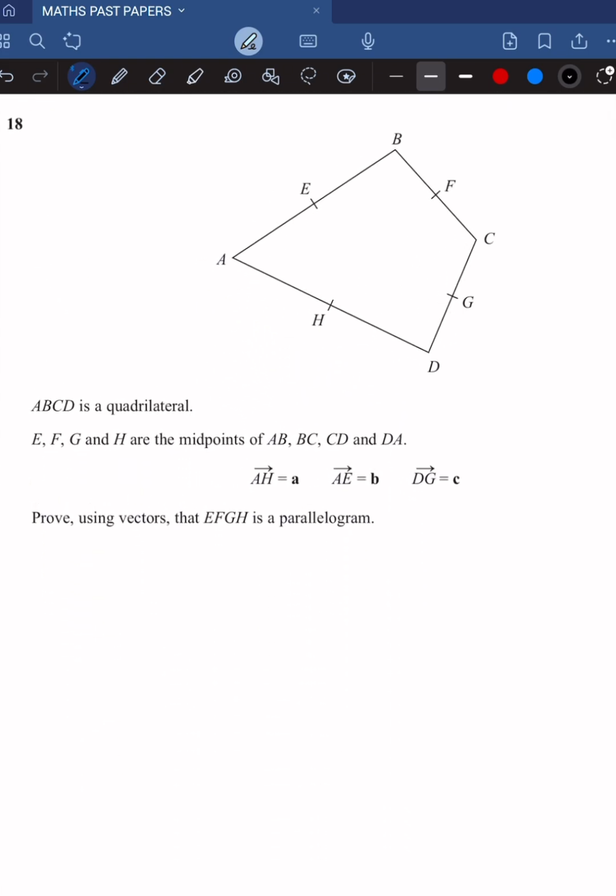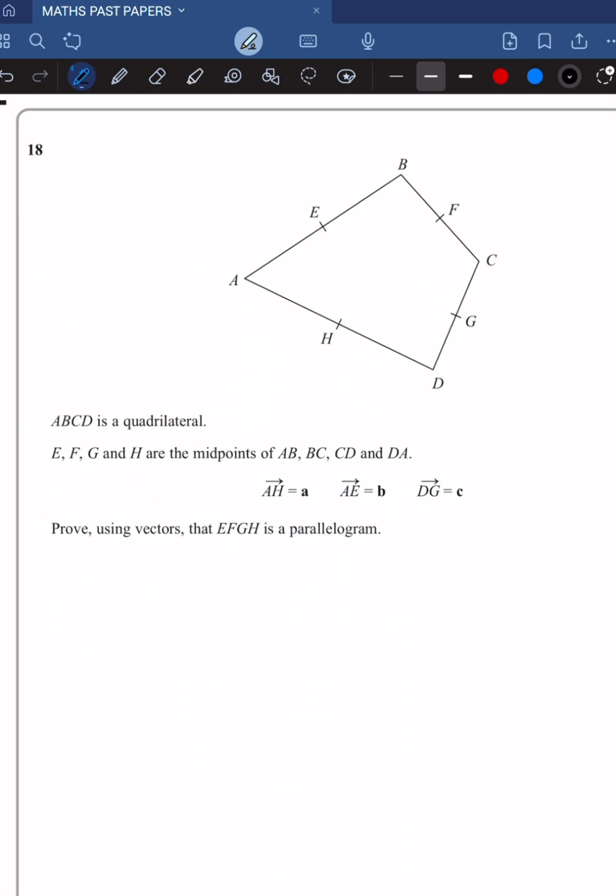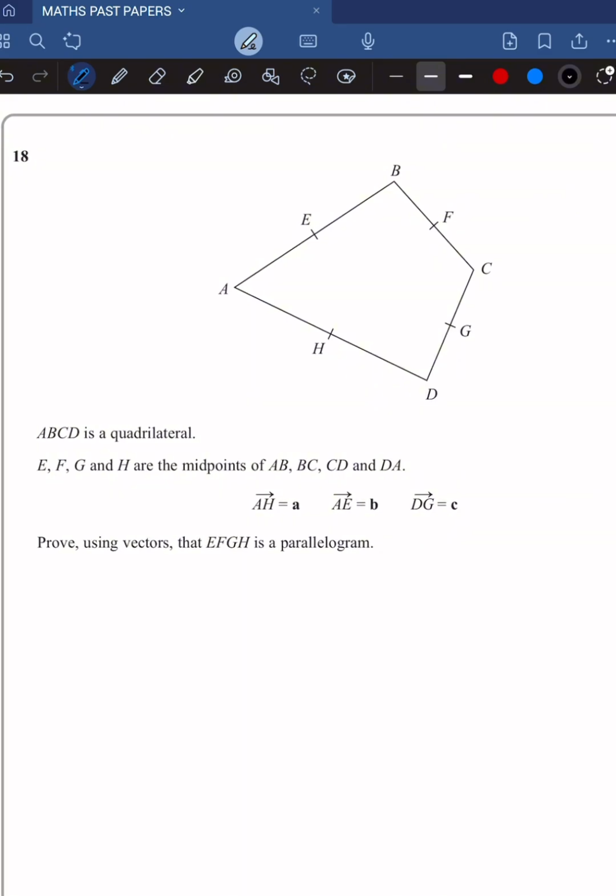Number 18. ABCD is a quadrilateral. E, F, G, and H are the midpoints of AB, BC, CD, and DA. Okay, we can see that. AH is a, AE is b, and DG is c. Perfect. Prove using vectors that EFGH is a parallelogram.